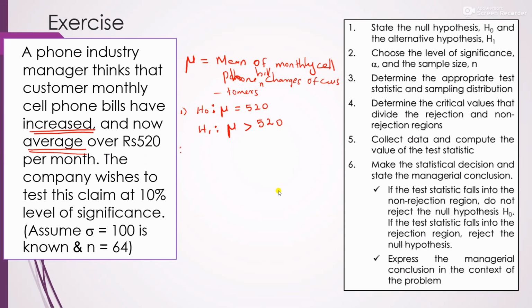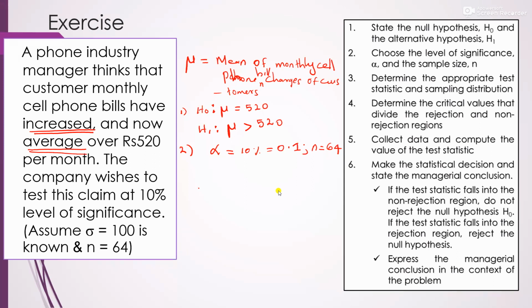Then step 2, level of significance and the sample size. Alpha, they said 10%, that is 0.1. And the sample size, n equals 64. Right? For this one, you will get 1 mark.